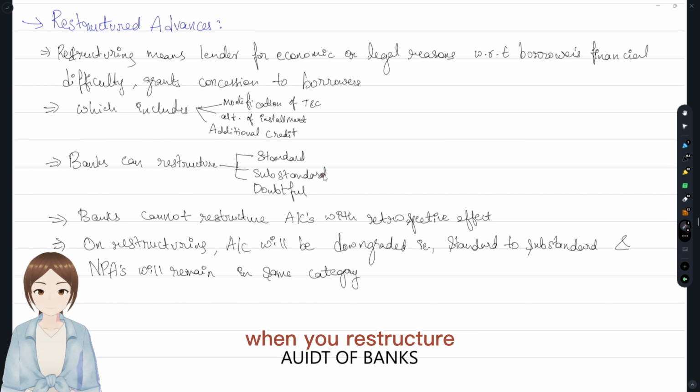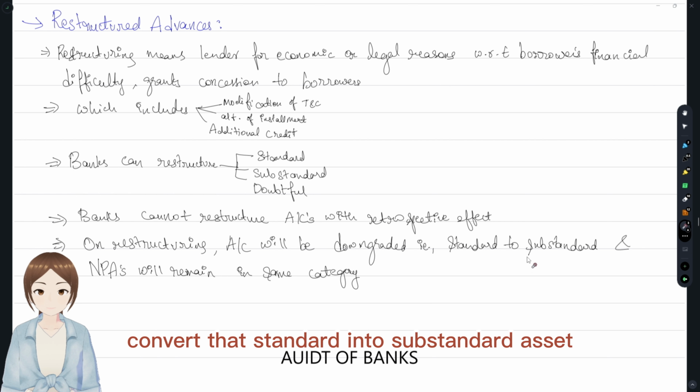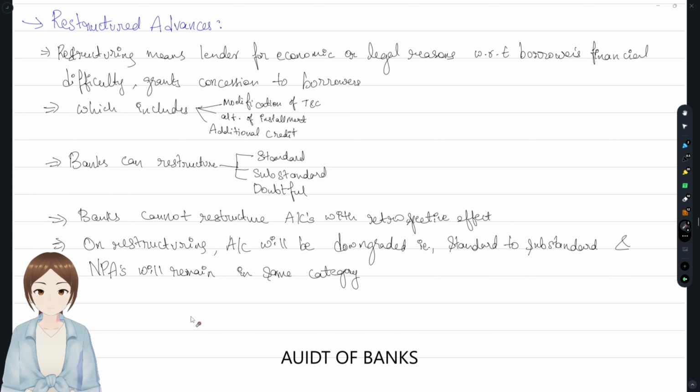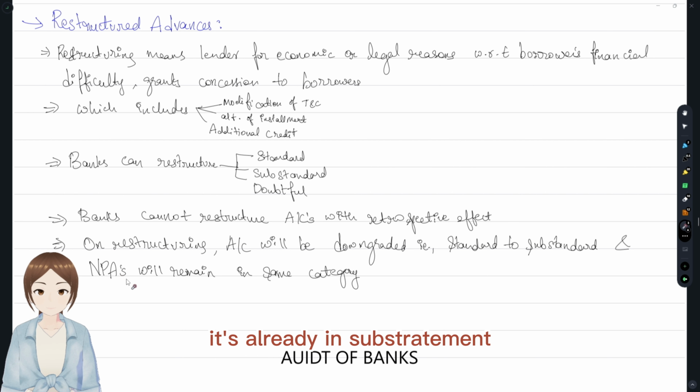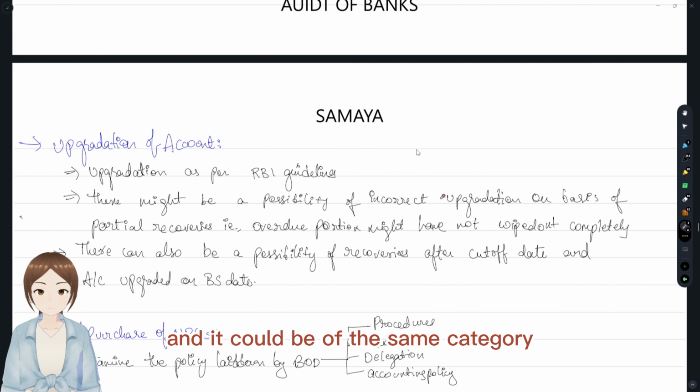When you restructure, what you have to do is downgrade that. You have to convert that standard into a substandard asset. Why do we actually restructure? When there was a difficulty, right? Only then we restructure. So it's mostly that. But when you're restructuring an NPA, it's already in substandard, so you need not do that. The NPA could remain in the same category.